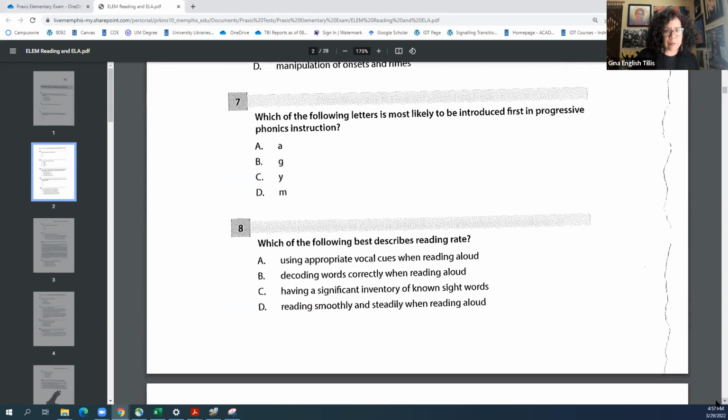And then I think we'll move, are we moving forward to the next part? Because we're at 4. Okay, so yes. Which of the following letters is most likely to be introduced first in the progressive phonics instruction? Which one would you introduce to your students first in phonics instruction? And this is not an easy one either. I want you to think about when you learn sounds, when you learn the alphabet, right?